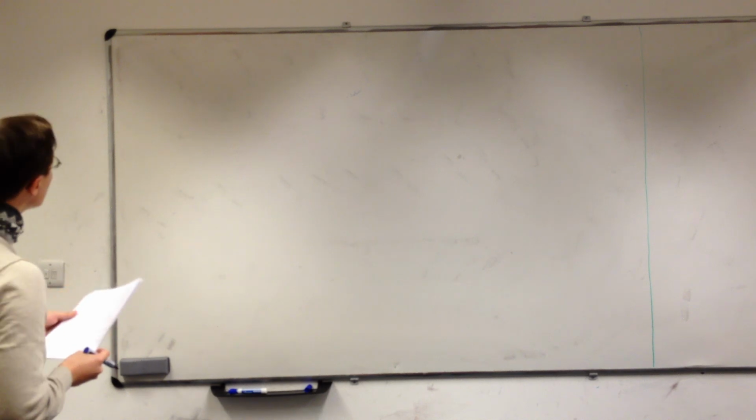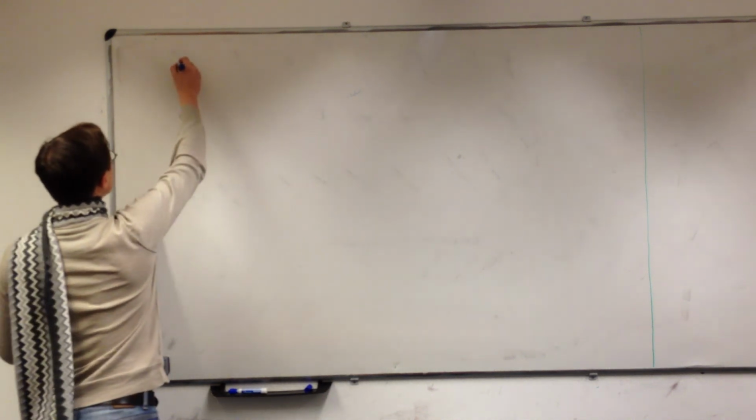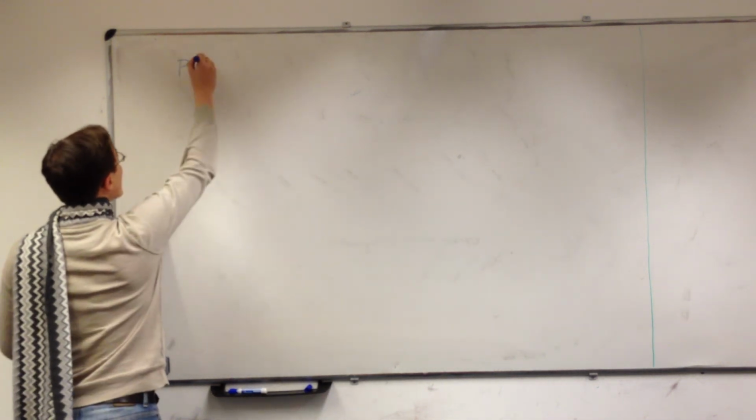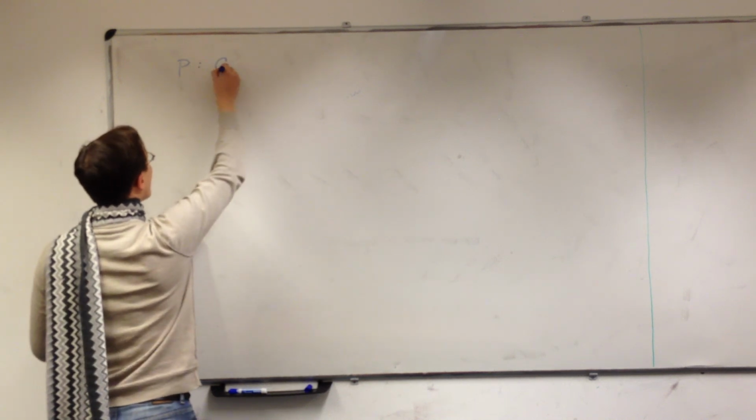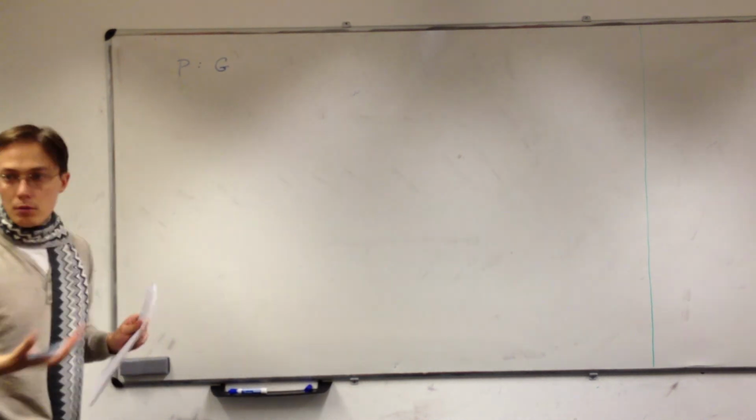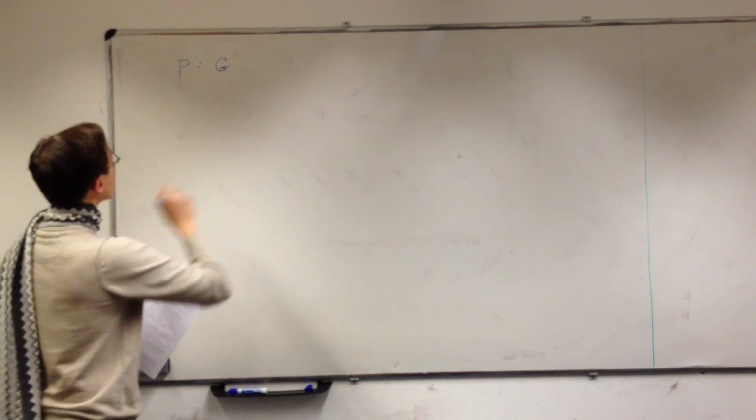Right, so we will call P a map from our group G, which could in general be a group of any nature at all.